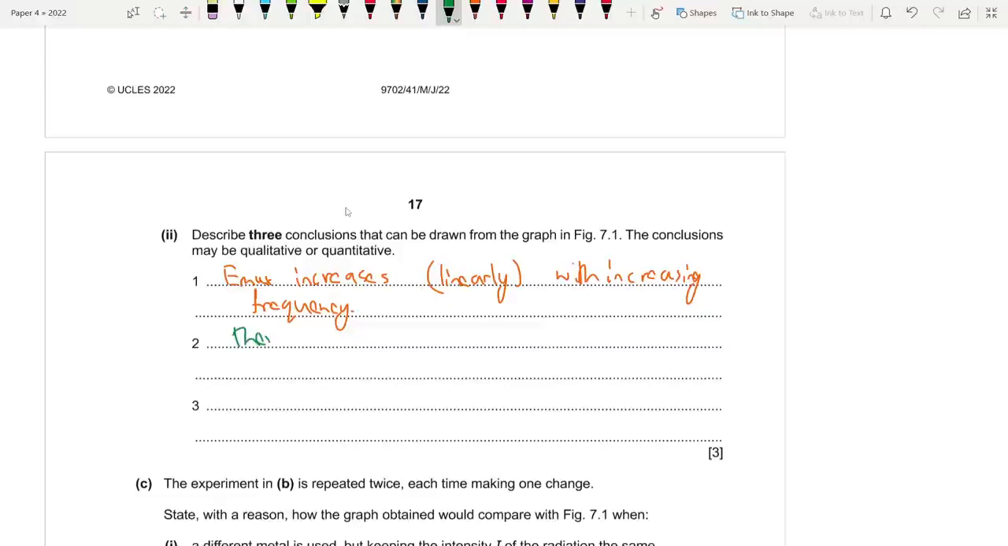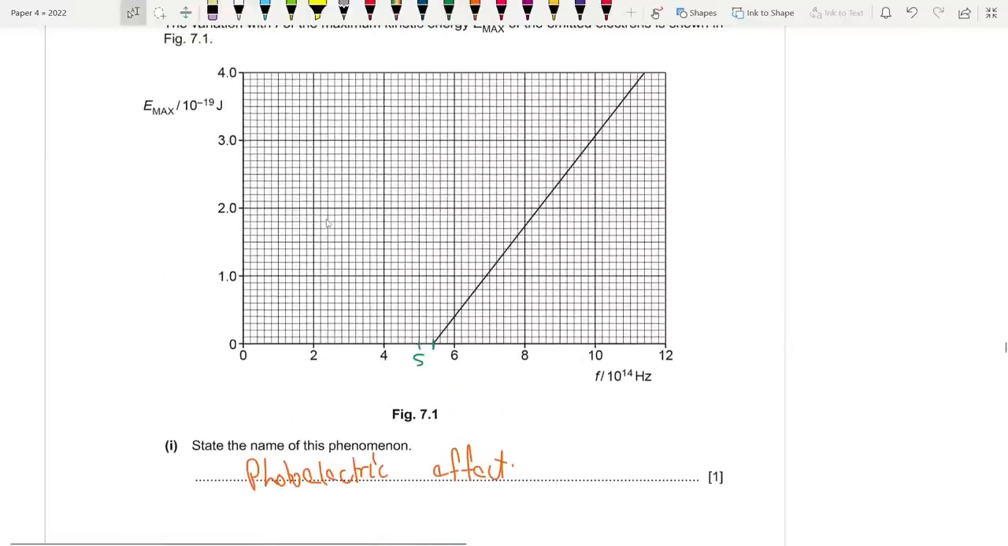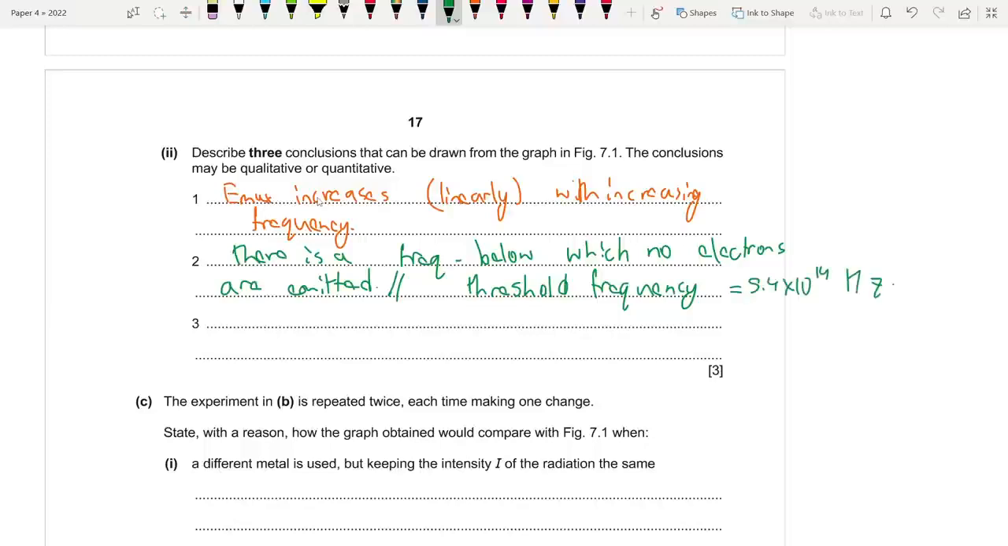We can say that there is a frequency below which no electrons are emitted, right? Or you could just say that the threshold frequency is 5.4 into 10 power 14. Okay, we could say that the threshold frequency is 5.4 into 10 to the power 14 hertz. All right, what else?